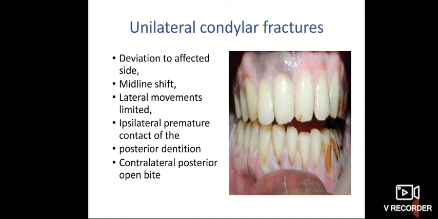So what are the clinical features in a unilateral condyle fracture? Deviation of the midline. This is the midline between two central incisors. This is the midline between two central incisors here.